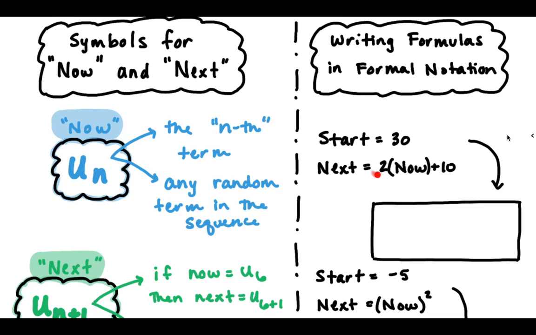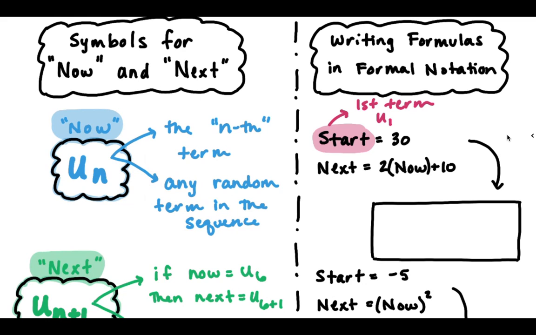So the 30, the 2, and the plus 10, those are all fine. That's already in mathematical notation. What we want to do is convert start, next, and now into mathematical notation. So start, this was the first term, remember? Start stands for the first term, and we just learned that the symbol for the first term would be u sub 1. The subscript of 1 represents the first term.